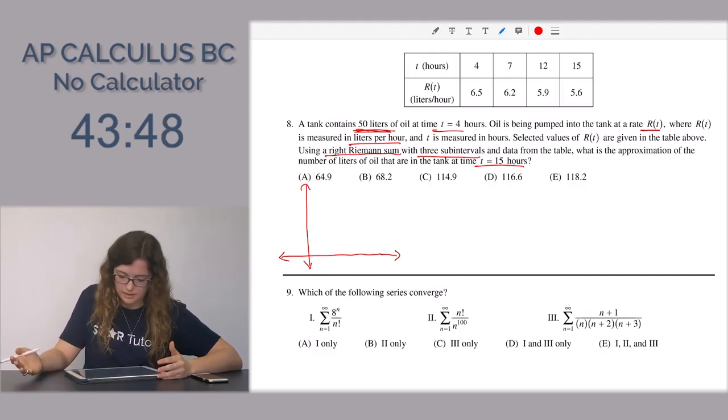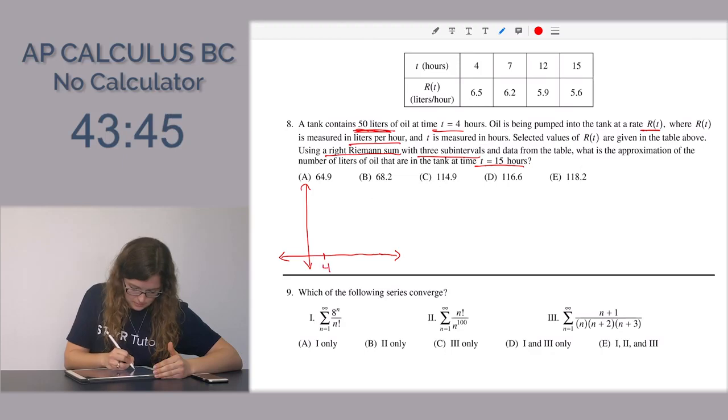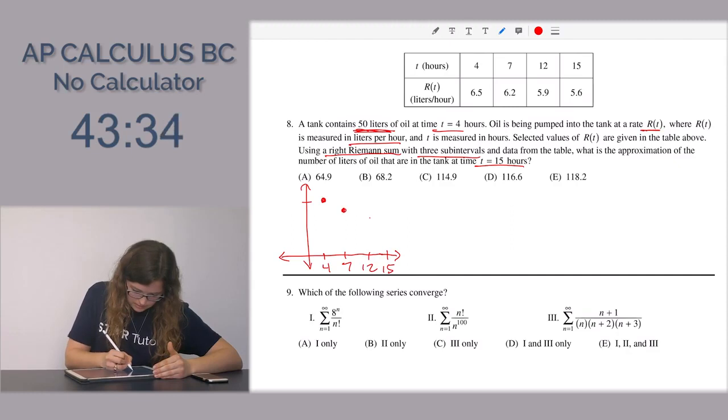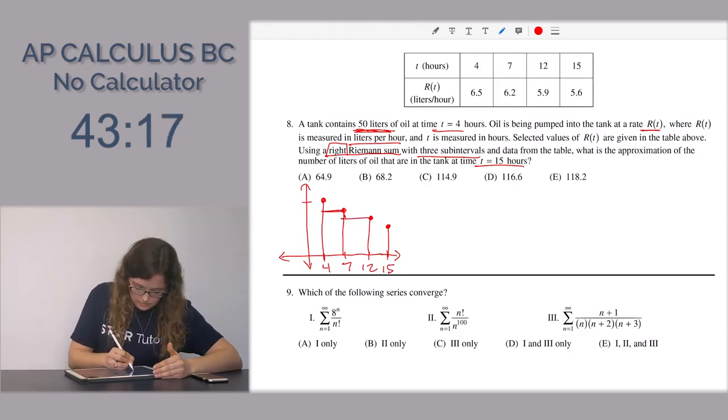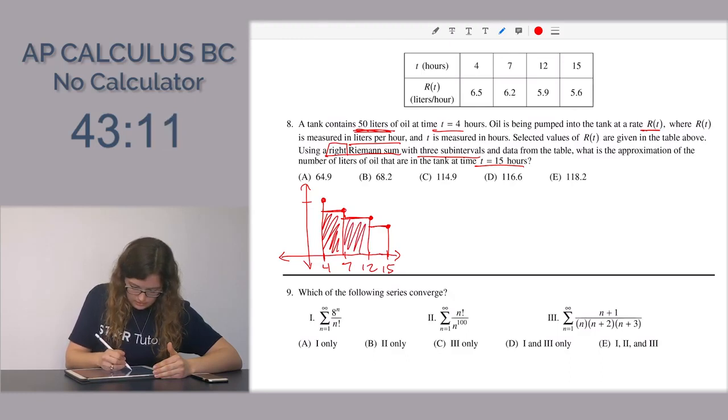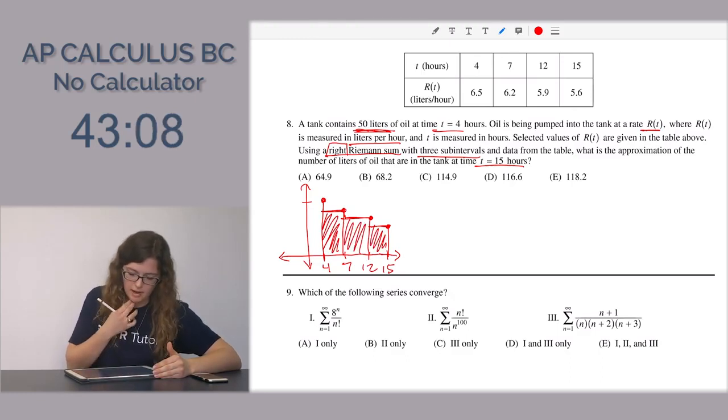So a right Riemann sum, what I recommend here, you have to plot the points. Just plot the points. It doesn't have to be super accurate. You just have to plot it, get a picture, see what's happening. So we've got 6.5 and then 6.2 and then 5.9 and then 5.6. So this is going down, and my 3 different subintervals are going to be these ones. It says right Riemann sum, so that means I'm picking the heights on the right-hand side. So I'm doing this, and I want to add up the areas of these rectangles as my approximation.